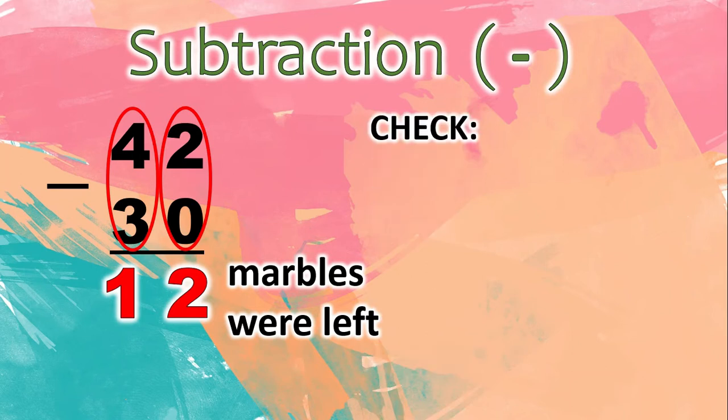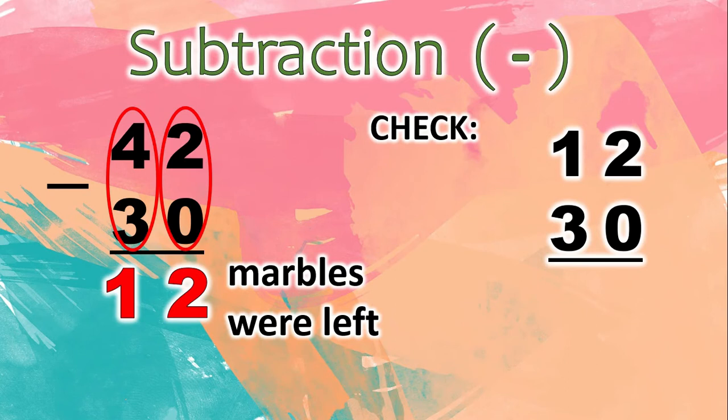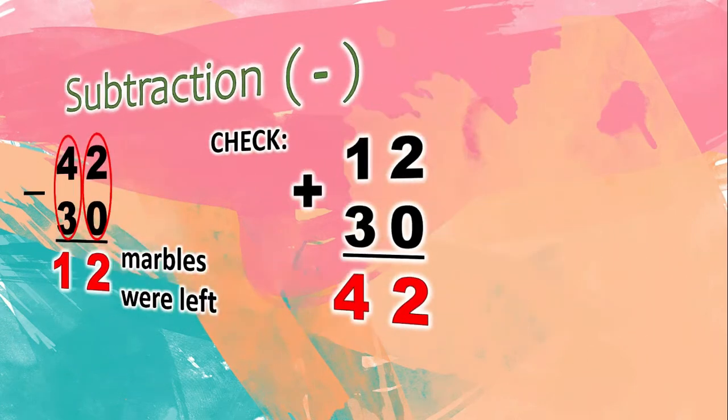Now we can check your answer by adding it upward. We have here 12 plus 30. You add the ones place first: 2 plus 0 is equals to 2, and 1 plus 3 is equals to 4. So we get 42. That's how you check in subtraction.